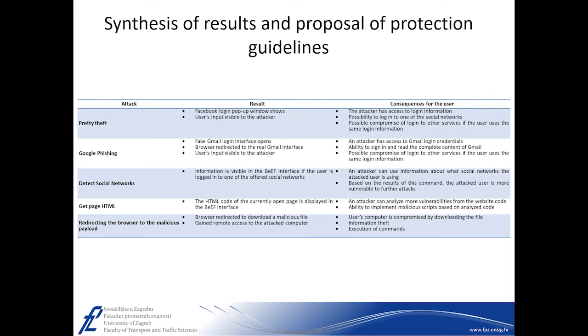For the synthesis of the results, here in this table you see again those 5 attacks. Pretty theft and Google phishing both pass user credentials to the attacker. Therefore, the attacker can have access to the login information. Also, there is possible compromise of other services as well if the user uses the same credentials for other services or networks, and that is a very common thing today. With the social networks attack, information is visible in the interface if the user is logged into one of the offered networks. That information can be used for further attacks.